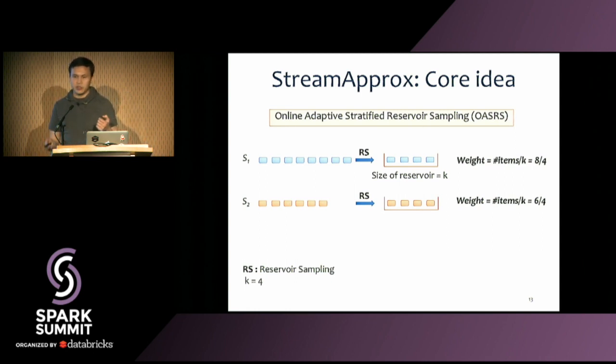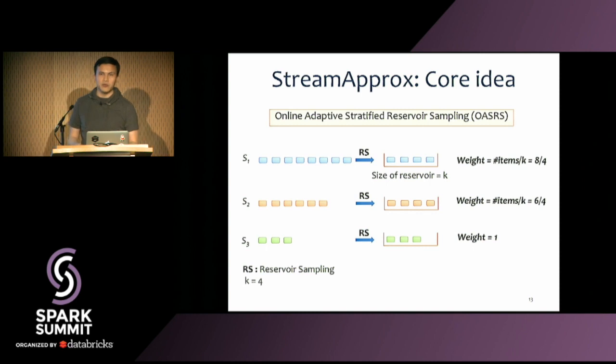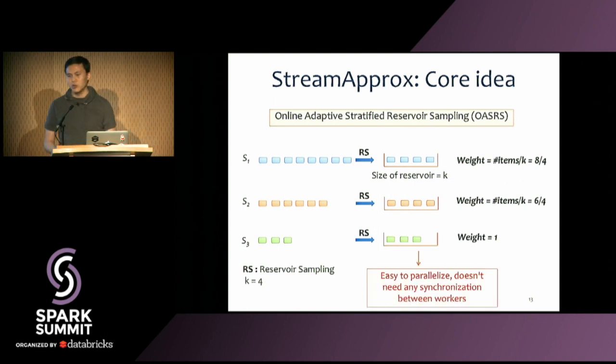Especially in the case of a substream that contains only a few data items, where the number of data items in the substream is less than the size of the reservoir, each data item in the reservoir is representative of itself. And we add a weight equal to 1. By doing this, we can preserve the statistical property of the original data. And at the same time, our algorithm is easy to parallelize and doesn't need any synchronization between the workers to take a sample of data.